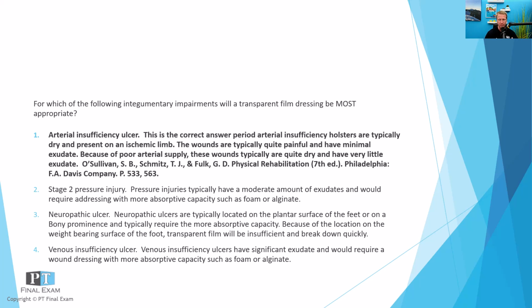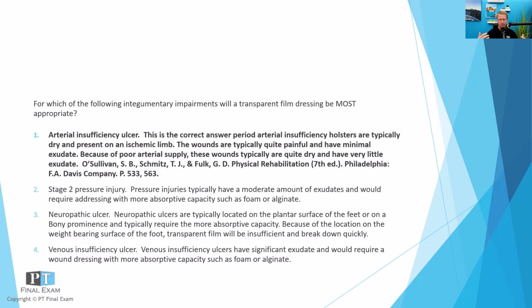Now, these other answer options, a stage 2 pressure injury typically has at least a moderate amount of exudate. It could have even more exudate, as pressure injuries tend to have pretty significant exudate. Same thing for venous insufficiency ulcers. The biggest difference there is that pressure injuries are related to bony prominences from pressure. So it doesn't always have to be a bony prominence. Could be from like a urinary catheter tube.